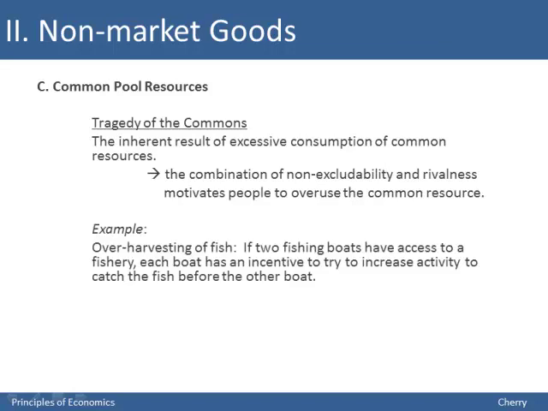Right? So an example, if two boats are out there trying to catch fish in a fishery, each boat has the incentive to try to increase activity so that they can catch the fish before the other boat. Right? So it's a race to see who can catch it first. And in doing so, that competition that arises from the rivalness of the resource causes them to overfish the fishery and deplete the resource. So it's an inefficient outcome that calls for intervention with policy.